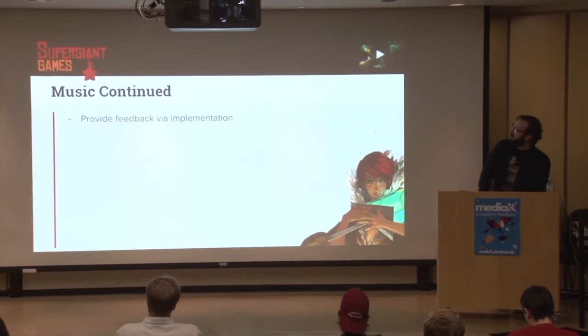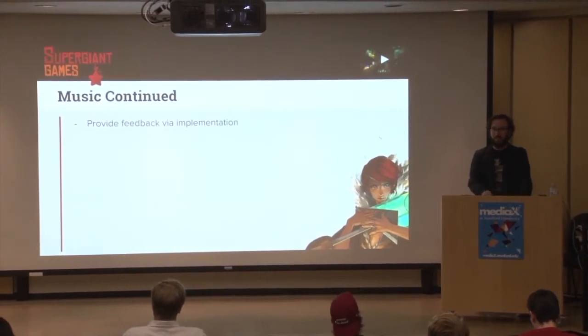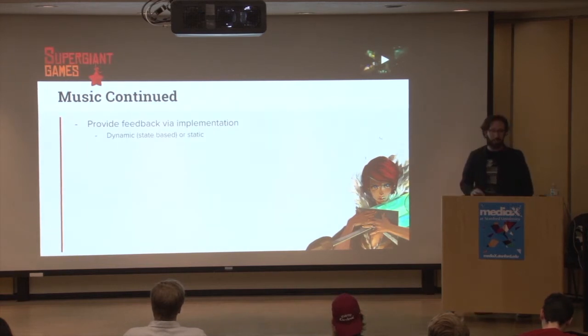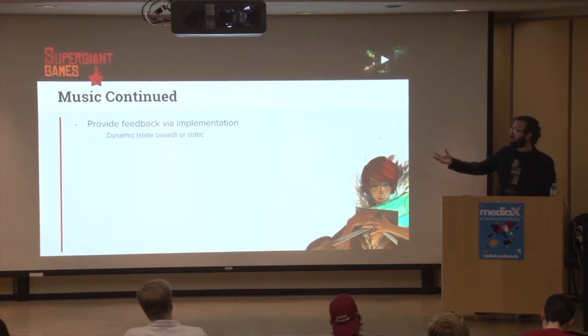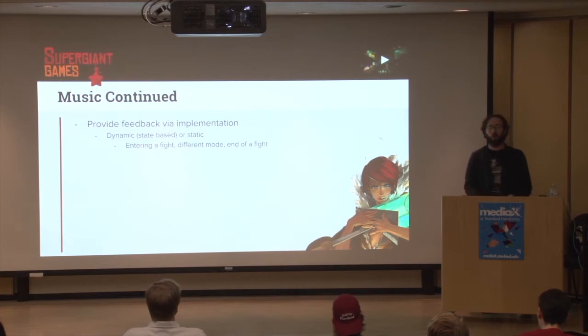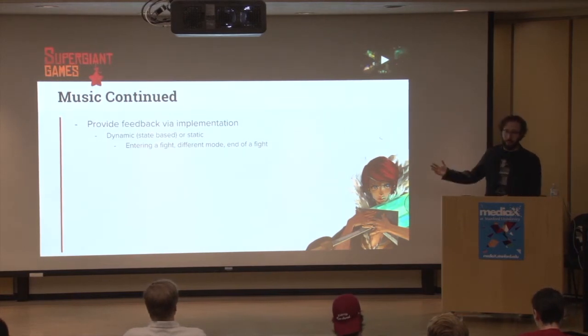So let's talk a little bit more about music. You have an opportunity to provide feedback via implementation. What I mean by that is you can do different types of implementation, dynamic, which is state-based, or static. Dynamic music means that there are components of the music that change based on what's happening in the game. For example, entering a fight, maybe a different stem kicks on, the drums start playing when you enter a fight. There's a different mode for the end of a fight. All that can be signaled with dynamic music.